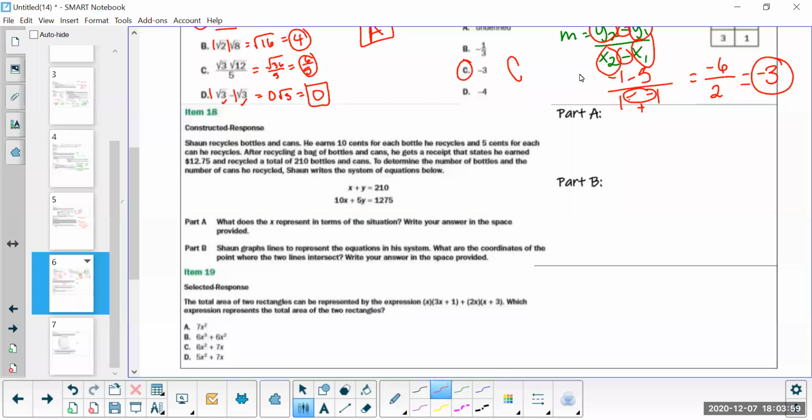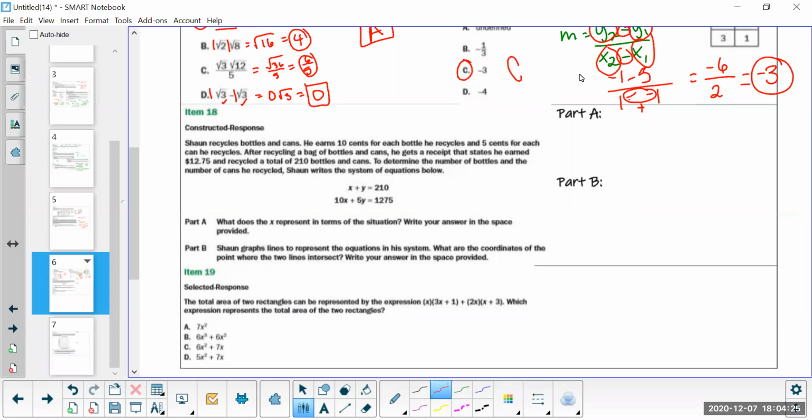All right, item number 16. Item number 16 says, Sean recycles bottles and cans and earns 10 cents for each bottle he recycles and 5 cents for each can he recycles. After recycling a bag of bottles and cans, he gets a receipt that states he earned $12.75. And he recycles a total of 210 bottles and cans.